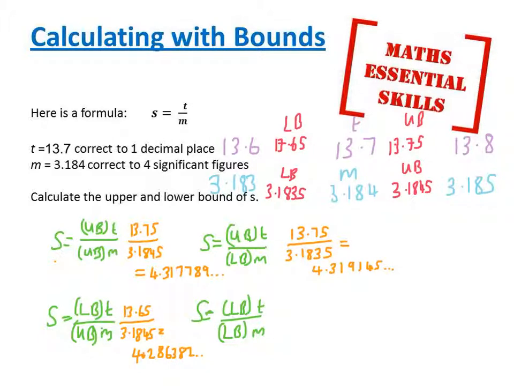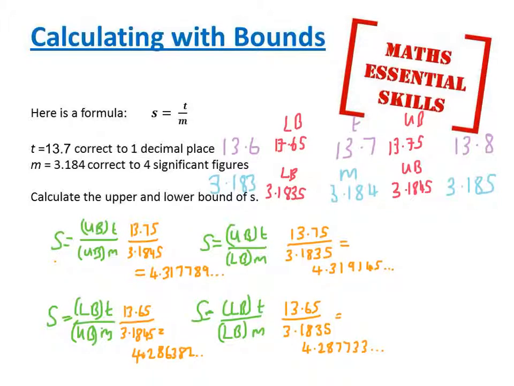Finally, my last option, the lower bound divided by the lower bound, this would be 13.65 divided by 3.1835, and this on the calculator gives me an answer of 4.287733, and so on. It's asked me to calculate the upper and lower bound of s.